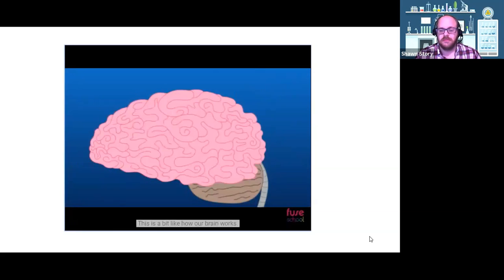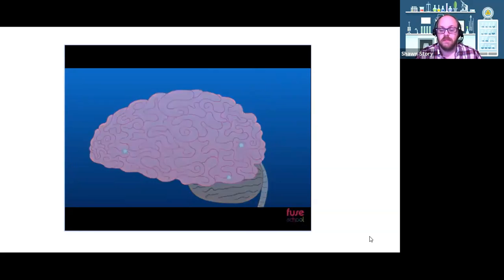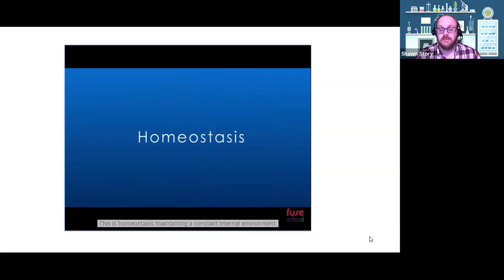This is a bit like how our brain works. Sensors all around the body are measuring various things and sending the information back to the brain. The brain then does its best to keep all these things stable and constant to keep the body working properly. This is homeostasis, maintaining a constant internal environment.